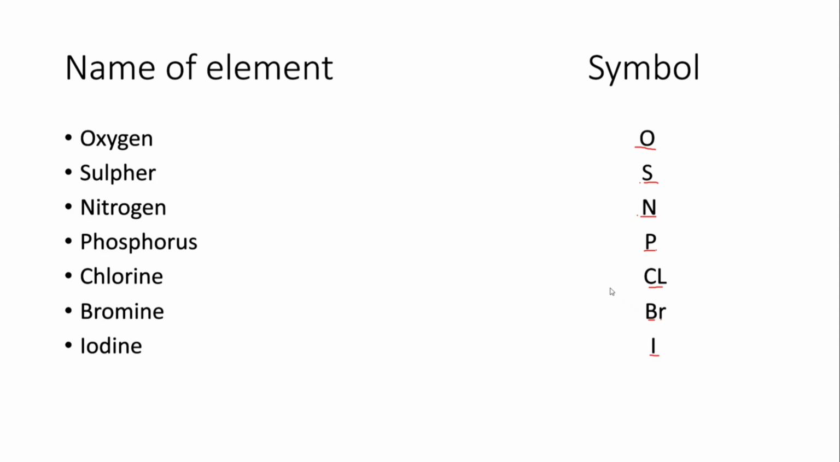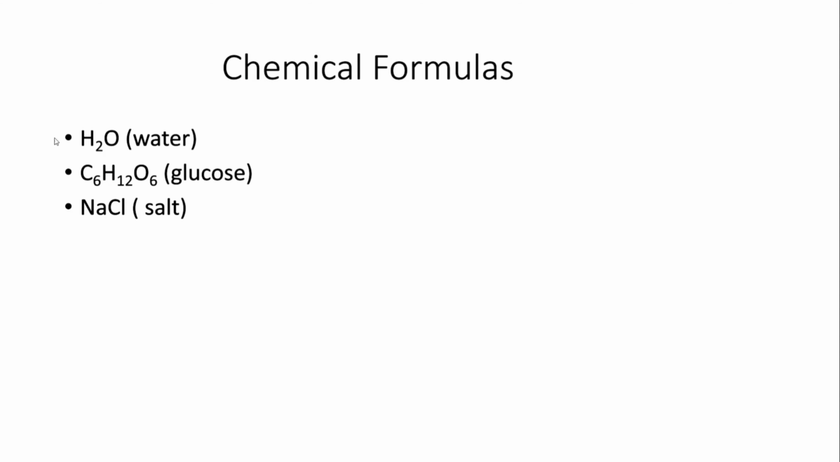Now friends, let us learn about chemical formulas. The chemical formula of water is H2O. The chemical formula of glucose is C6H12O6. And the chemical formula of salt is NaCl. You will notice that there is some type of subscript number below H, then C, H, O, etc.